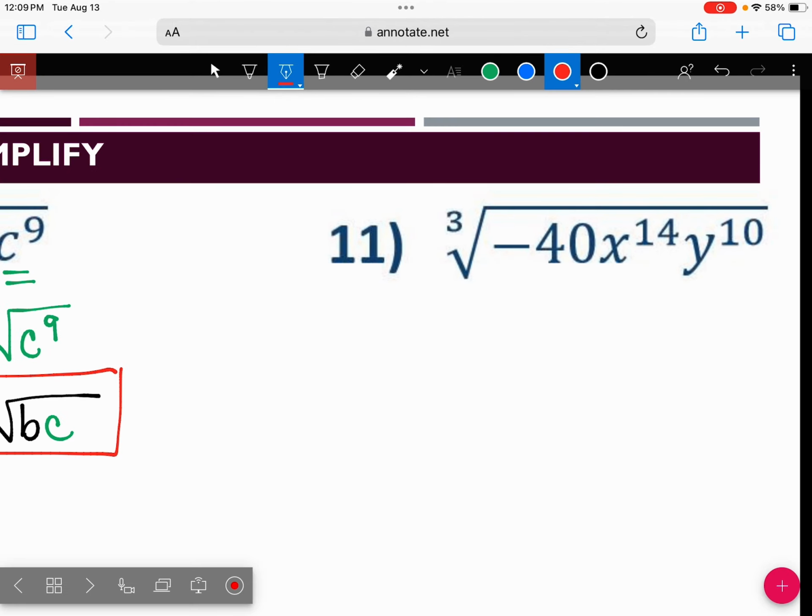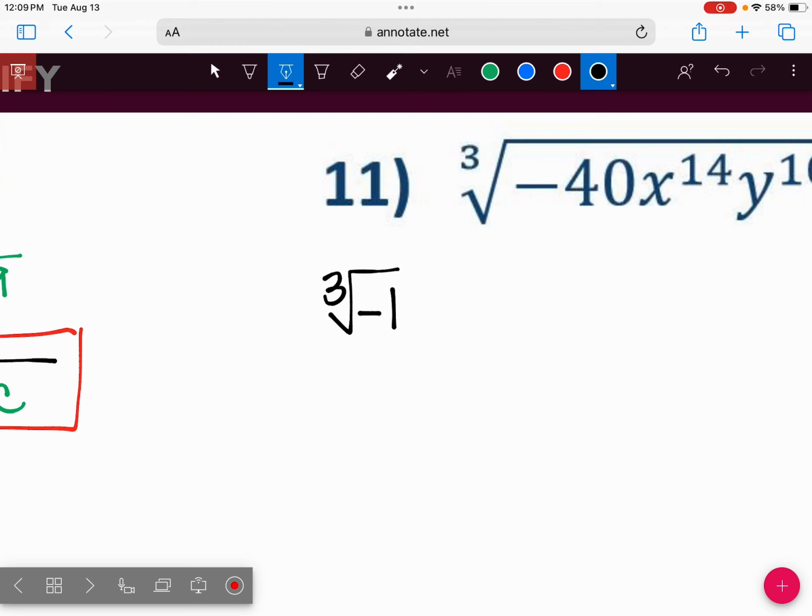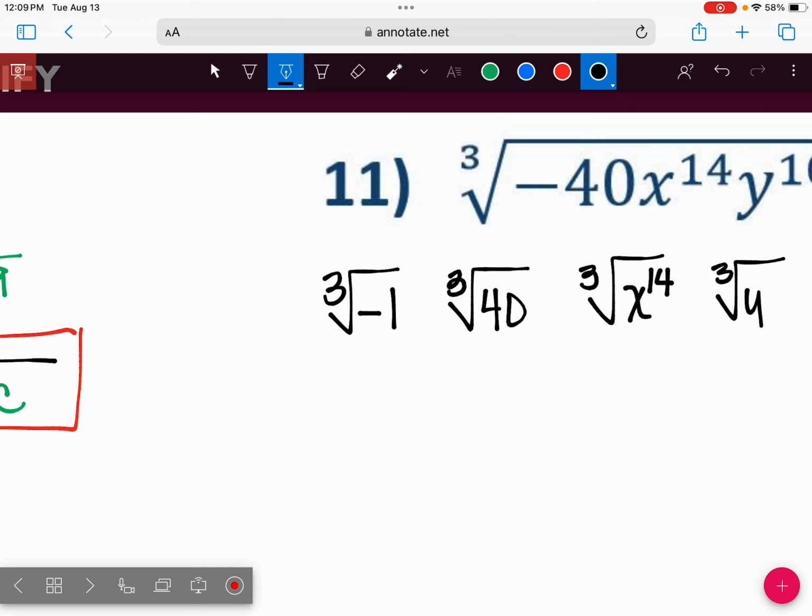All right, if you haven't already, go ahead and copy down number 11. For 11, we're looking for groups of 3. There are actually 4 things underneath that cube root. I have to take the cube root of -1. Remember, you always separate that negative out. Then I have to take the cube root of 40, then the cube root of x to the power of 14, and then the cube root of y to the power of 10. I'm looking at each one of those separately.